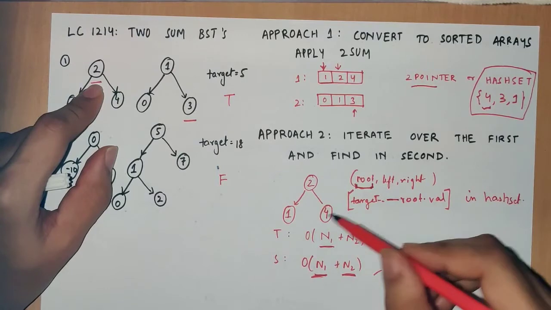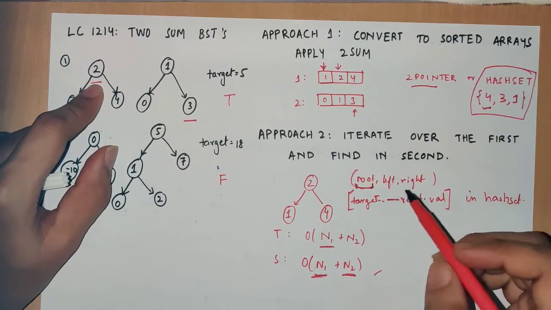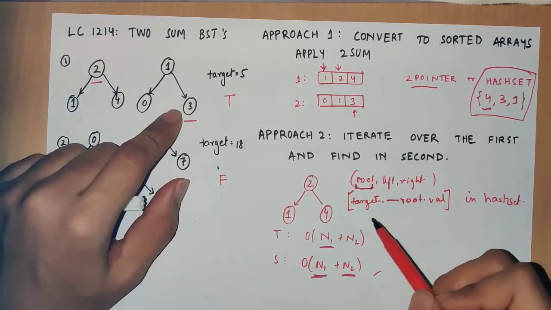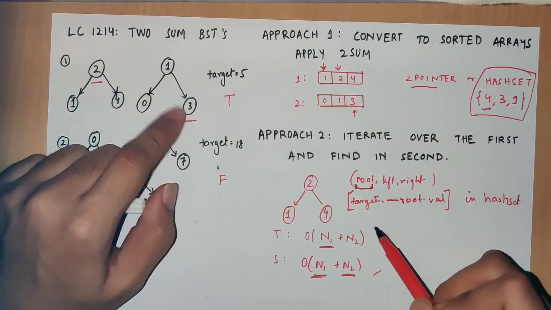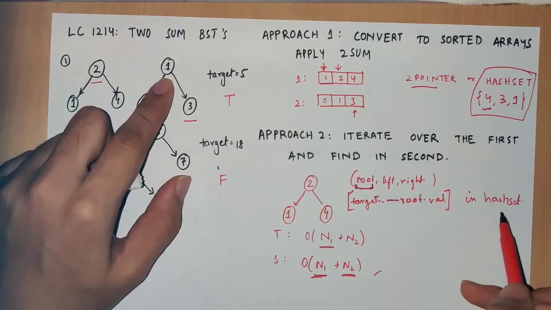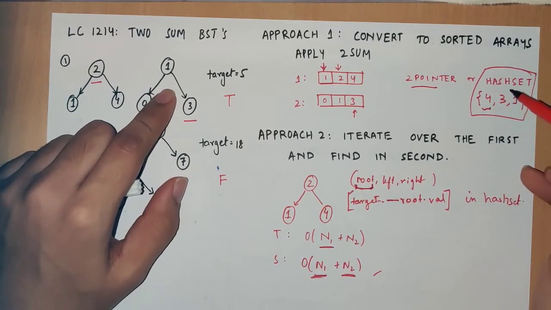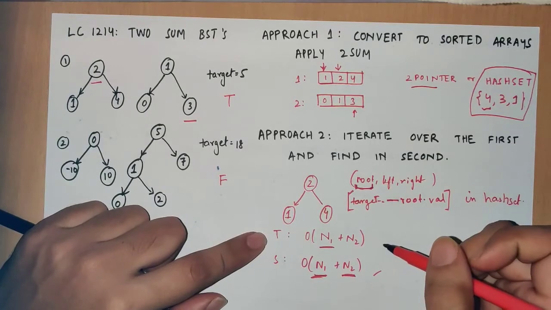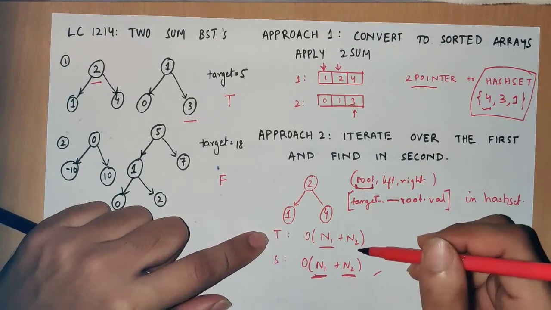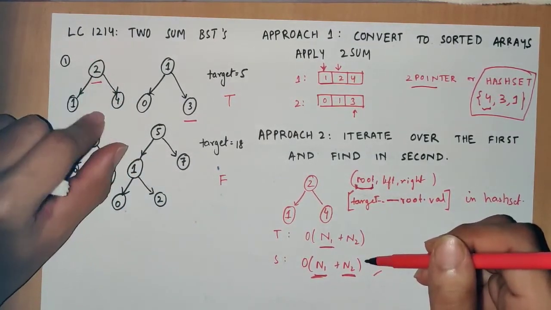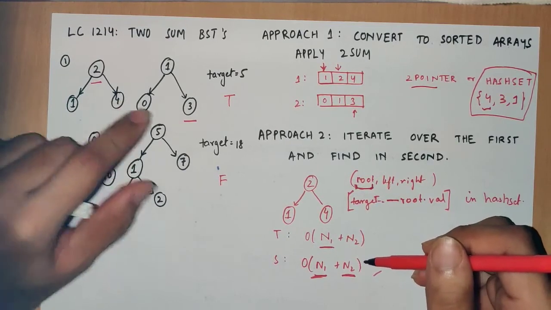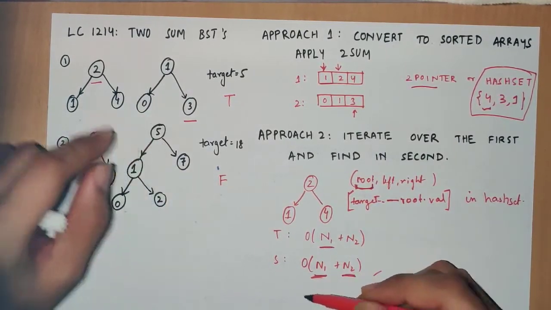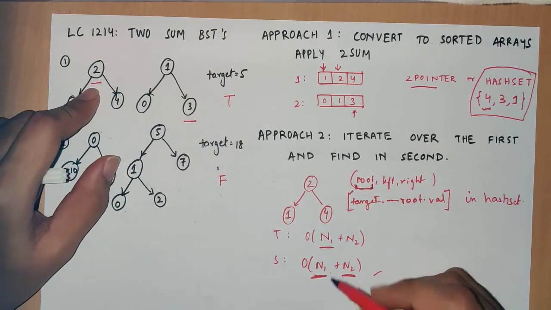After completion of that step, we again iterate over the second binary search tree and check if any of the elements are in this hash set or not. This is the same approach as the previous one. Here the time complexity will be O(n1 + n2), because first we go over all the elements in binary search tree 1, and then again over all the elements in the worst case. The space complexity is again O(n1 + n2).